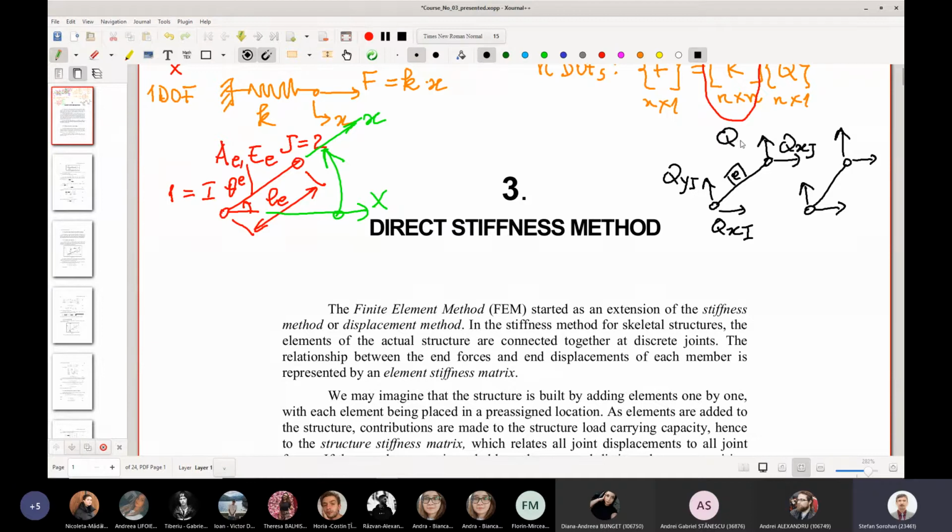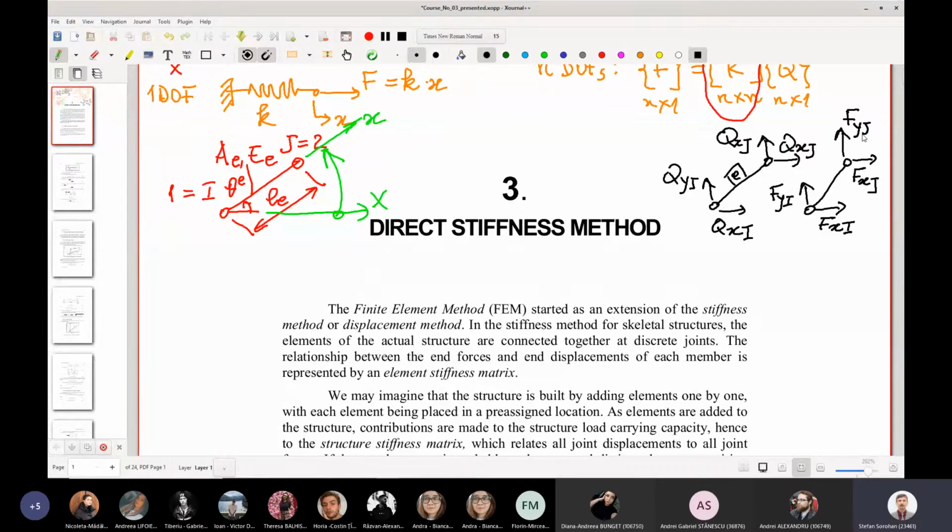Sorry. This one is Qx for node J. This one is Qy for node J. And also the forces. This is the force Fx for the first node. This is the Fy for the first node. This is the Fx for the second node. This is Fy for the second node.